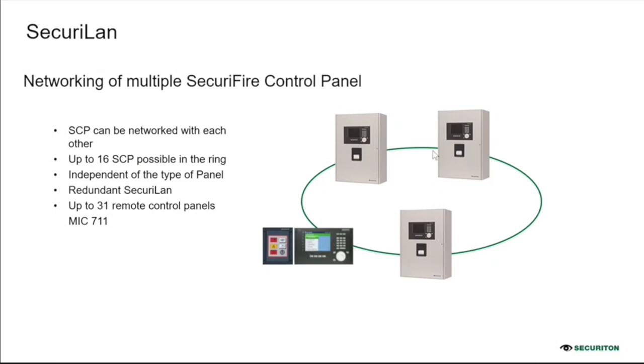SecuriLAN is what you see here in green. Redundant means we can have a double ring. One ring is essential for the norms. The double ring is like an extra, so you get more security in case of faults on the ring.